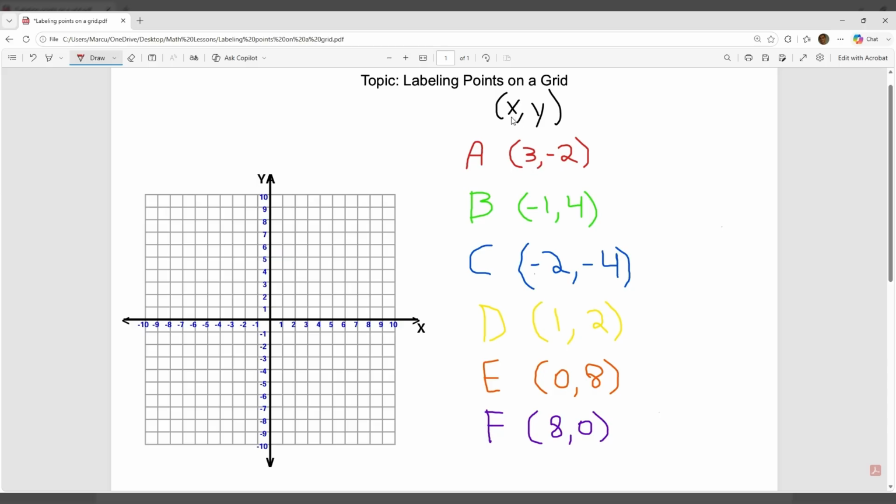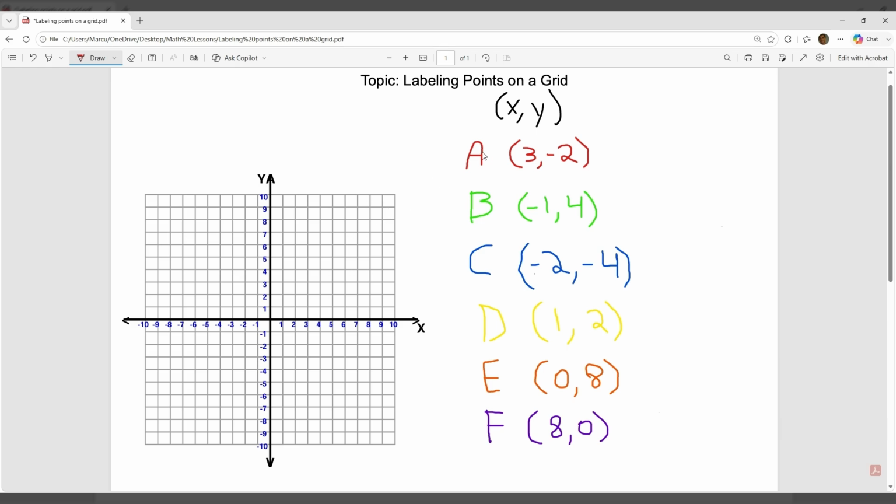So 3 corresponds to your X. So we start from the origin. So let's look for X3. So right here your X is 1. Here your X is 2. And here your X is 3. Many students put a dot there, but they're not supposed to because right here it's 3, 0. Why? Your X is 3, but the Y, we are not going up, we are not going down, so it's 0.